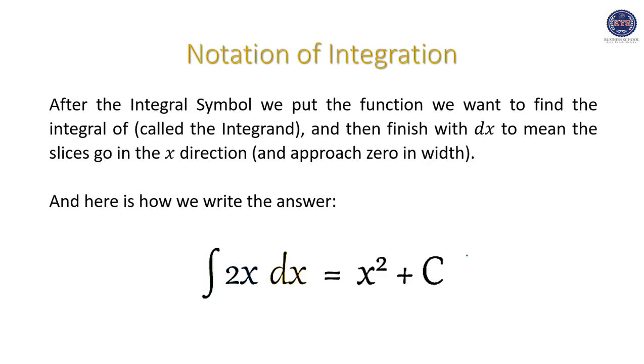So after the integral symbol, we put the function we want to find the integral of, or we call it an integrand. So this 2x we call the integrand. Okay, and then finish with dx to make the slices go in the x direction and approach 0 in the width.